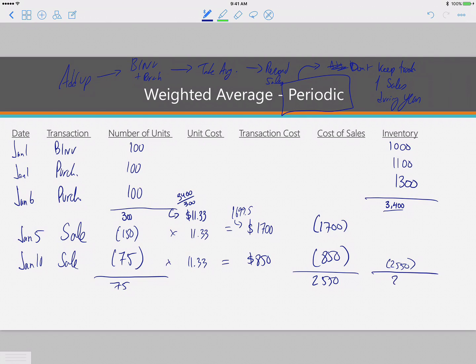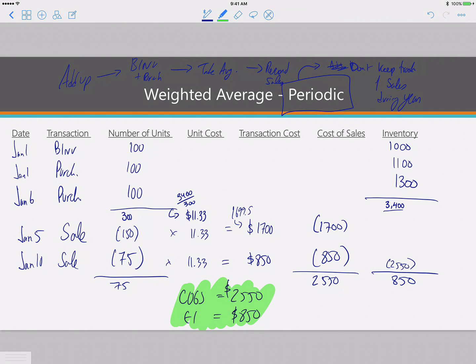So that gives us our ending inventory of 850. So the cost of goods sold is equal to 2,550, and our ending inventory is equal to 850. And that is our solution for this problem.